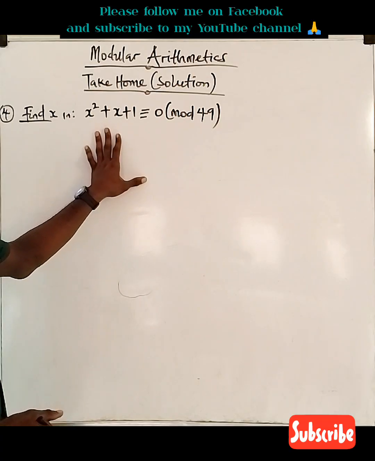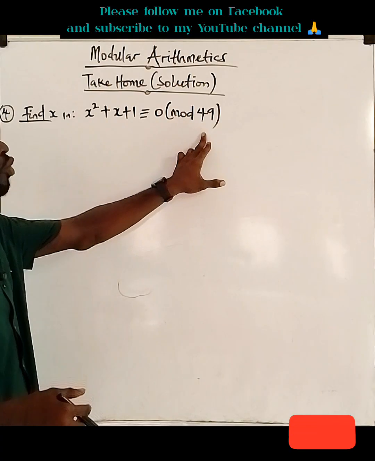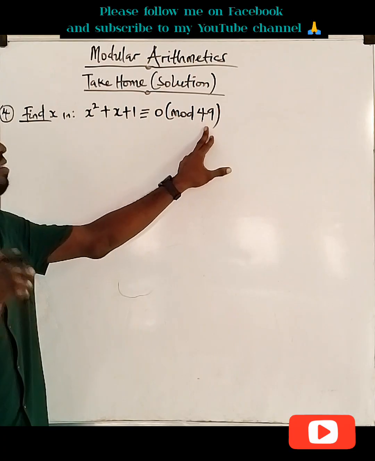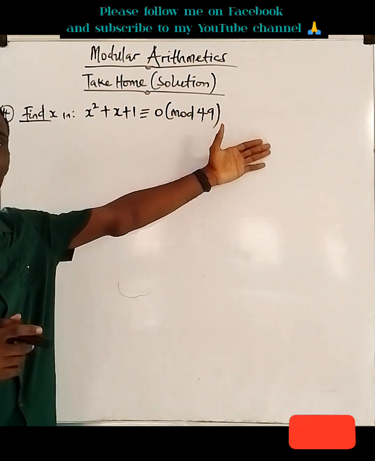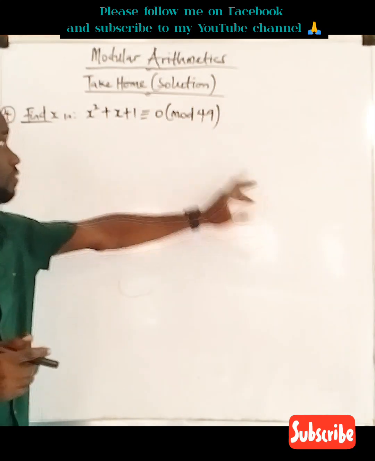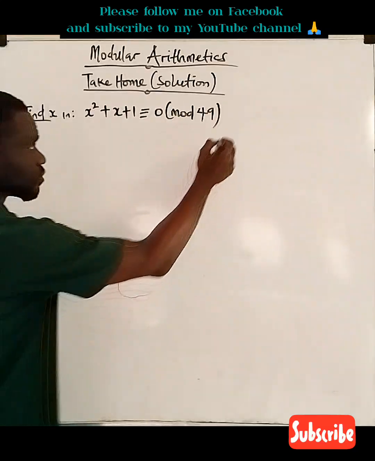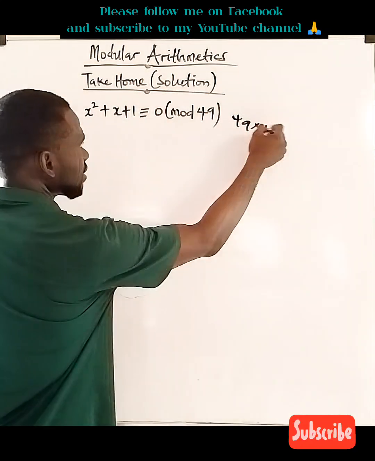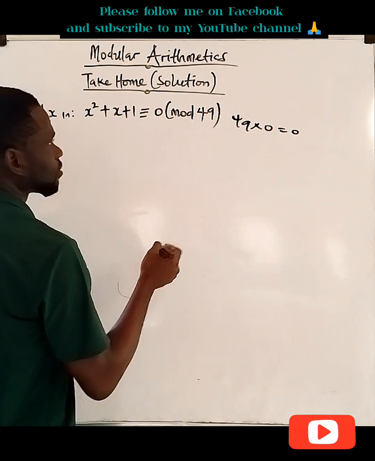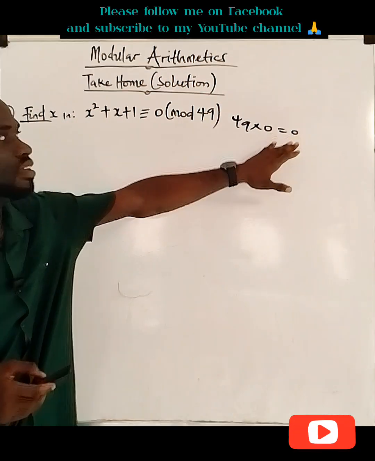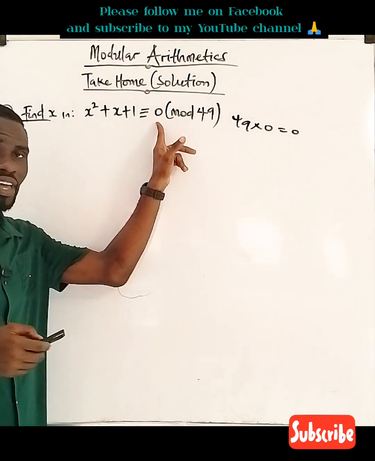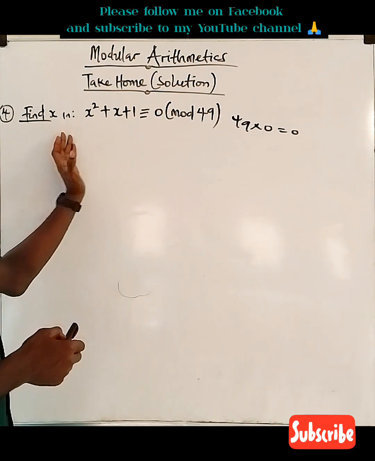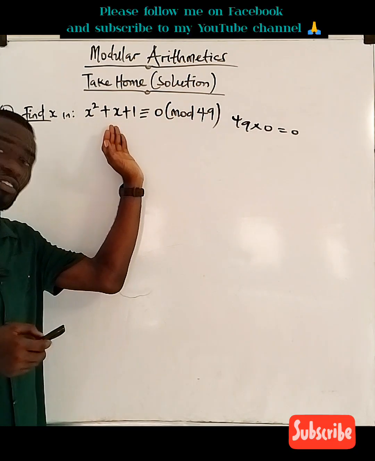x squared plus x plus 1 equivalent to 0 modulo 49. Don't forget that the first thing we're going to do is use this modulo to create a kind of table. We're going to get the multiplication table for this modulo, which is modulo 49, so that's going to be 49 times 0, which gives us 0. Each of the multiples we get, we add to the remainder that we have here. From there, we end up with our complete quadratic equation. Then we try to solve for x.